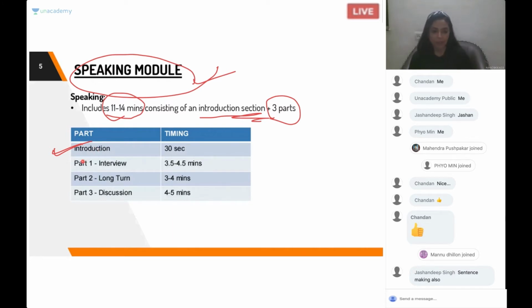Yeah. And then it will be followed by part 1, which will be an interview round. It will carry for 3.5 to 4.5 minutes, right? Next would be the long turn round, which would go for 3 to 4 minutes. And part 3, the final round, would be the discussion round, which will go for 4 to 5 minutes.